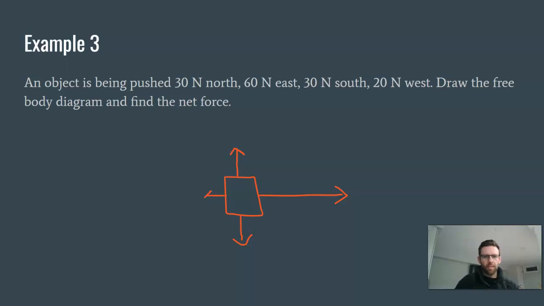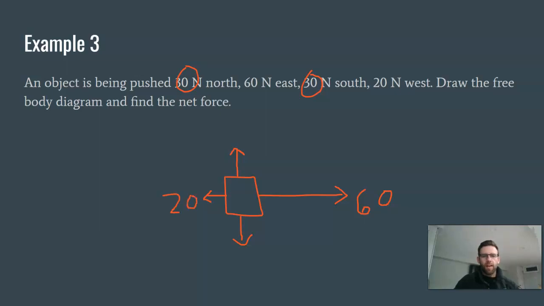So as you might see, our object is going to be accelerating to the right. All right, these two, I have 30 newtons south and I have 30 newtons north. Those two are going to cancel out, or the net force in the vertical direction is going to be 0, because 30 minus 30 is 0. Now, on the other hand, for the horizontal direction, I have a 60 in the positive direction, but then I have a 20 in the negative direction.